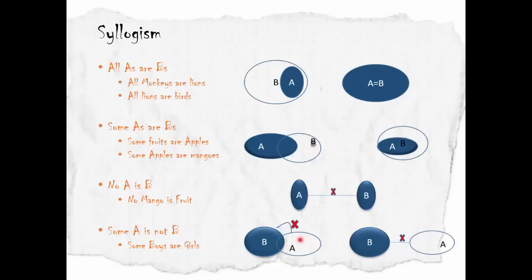Just to make the diagram clearer, if I try to put all portion of A inside B, we can't, because of this restriction. There's no possibility that all portion of A is in B, because the statement says some of A should not be B. So there is at least some portion of A which should not be in B. Let's move ahead.